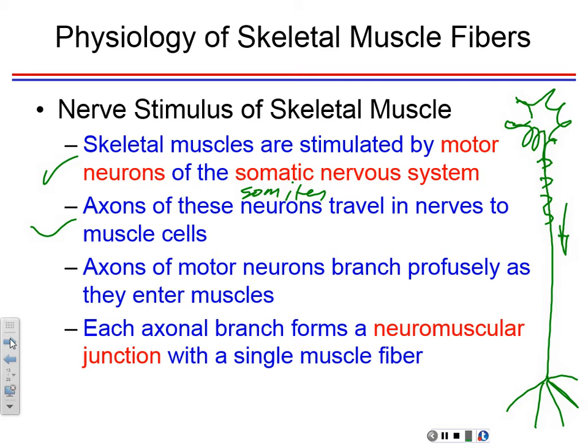Now, why is that important? Because every muscle cell has a neuron branch that will control it. So you can imagine your muscles, your thigh muscles. How many muscle cells do you have in your thigh muscles? Like a ton of them, a lot.